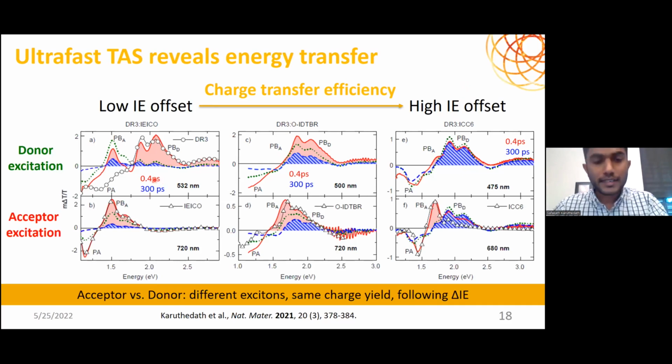Talking about the acceptor excitation, we also get something similar, but there will be no energy transfer in this case, and you will have very similar spectra at 300 picoseconds, which means that irrespective of the excitation, the final product looks the same, which means that again everything happens from the acceptor through hole transfer to the donor.